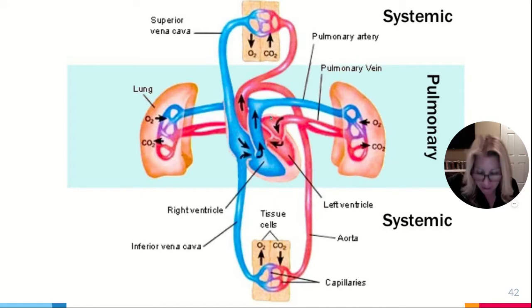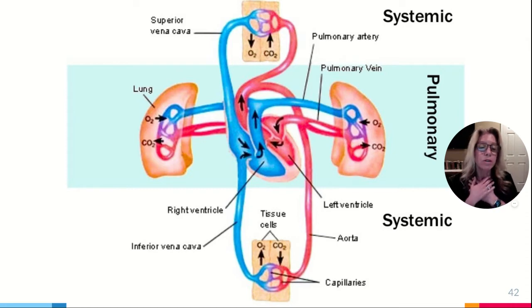In the systemic circuit, it starts with the aorta. So the aorta leaves, this is the left ventricle. This is your aorta right here. It starts with the aorta and then arteries carrying oxygenated blood. Number 2, exchange of gases, nutrients, and waste at the capillaries of the tissues. So you need the word nutrients, right? And the systemic veins, so your veins going back toward your heart are going to carry deoxygenated blood.